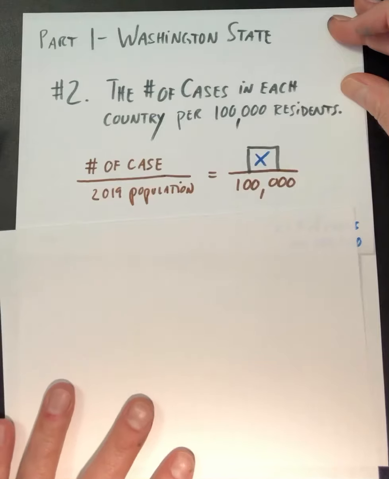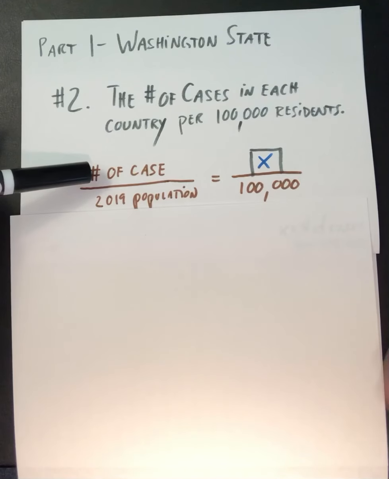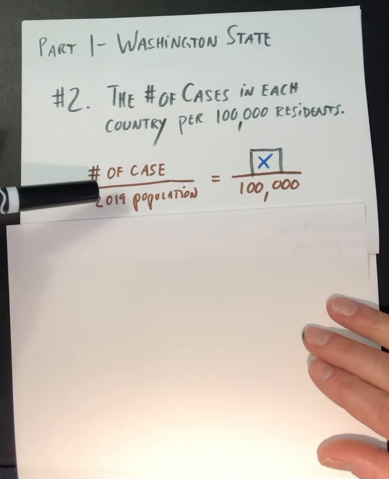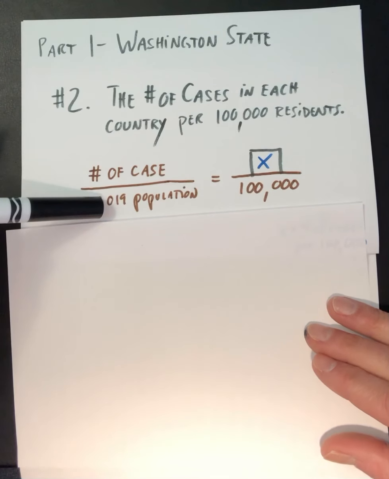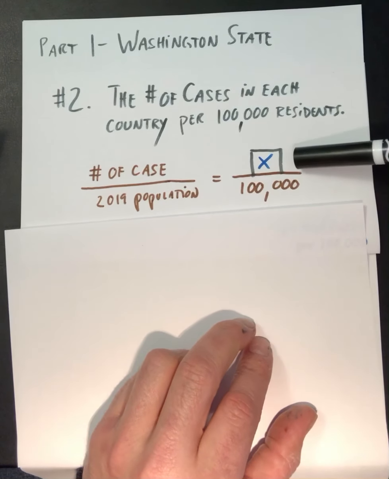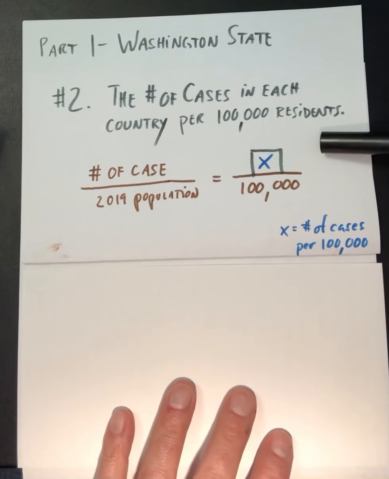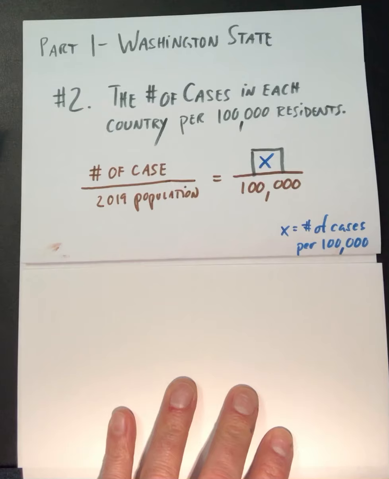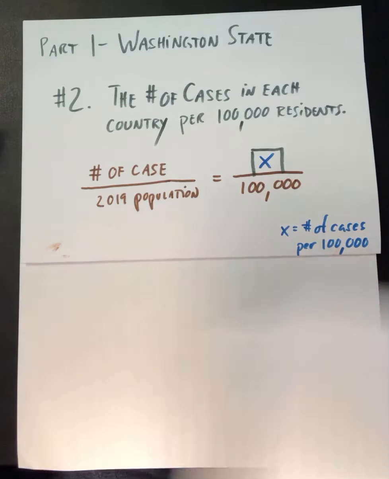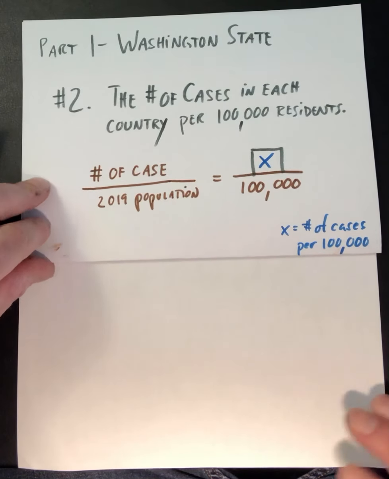Here's the magic formula. You're going to take the number of cases in each county and put that over their 2019 population number. Then after the equal sign, we have X, the unknown, over 100,000 people. X represents the number of cases per 100,000 people. You're going to use this formula for every county to determine the number per 100,000 people. Now, I'm going to give you an example.